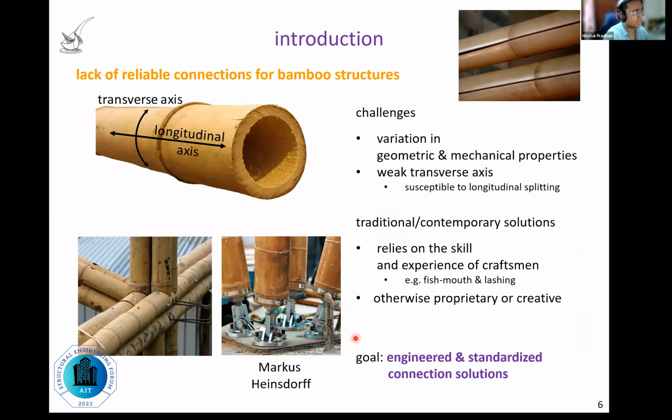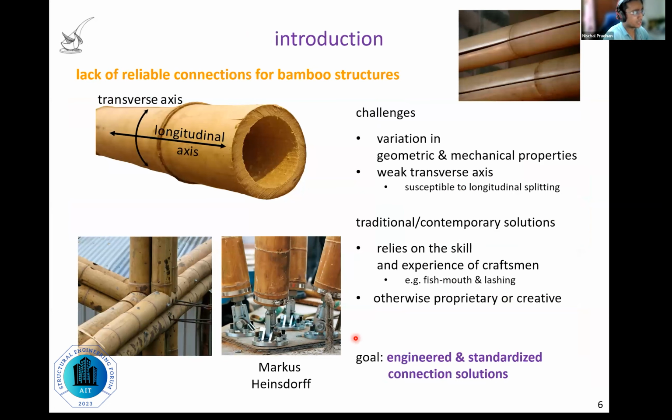On the backdrop of these structures, I want to focus on a particular issue that hinders a more widespread use of bamboo for structures. The main reason, among others, is the lack of reliable connections. The reason we don't have very good connections for bamboo comes from a large variation in geometric and mechanical properties. Because this is a natural material, the diameter, thickness, everything can vary from element to element, so it is very hard to regularize such natural materials into structures.